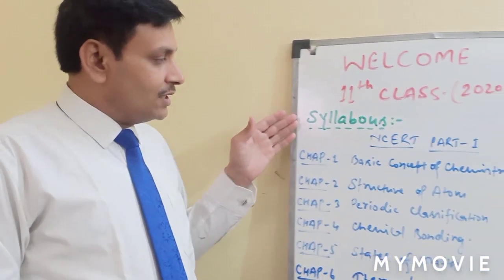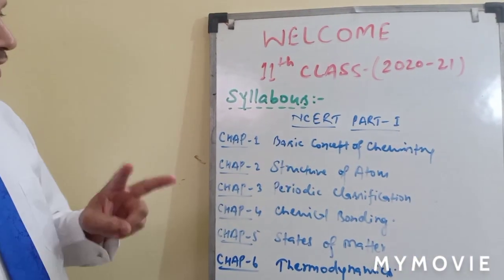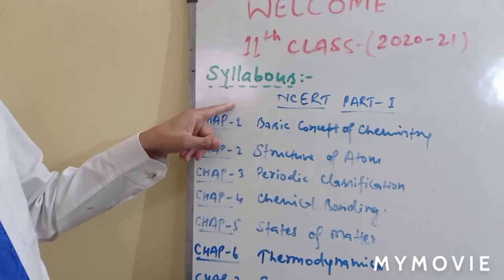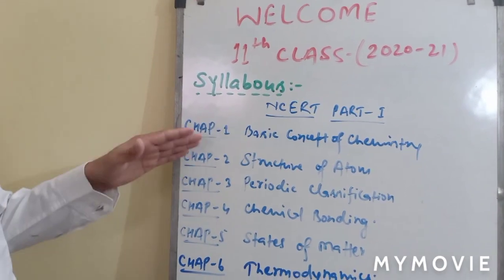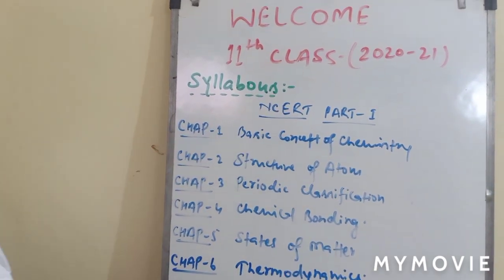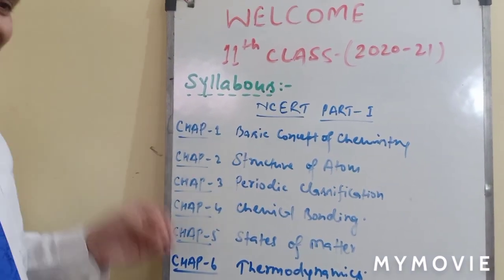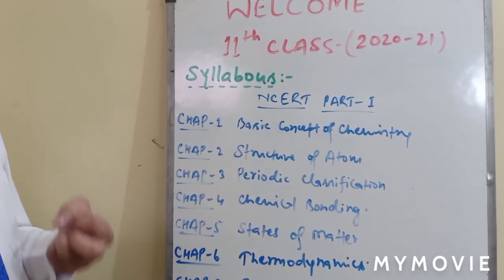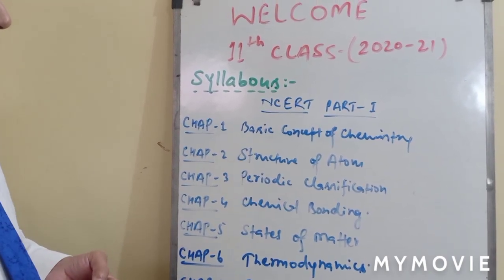Now, let's see the board. This is the syllabus. Students, chemistry has two parts according to the NCERT book. In the first part, there are 7 chapters. These are the different 7 chapters. The first chapter, chapter number 1, is the basic concept of chemistry. In this chapter, you will study the different basic concepts related to chemistry, such as the mole concept, basic fundamentals of chemistry, etc.